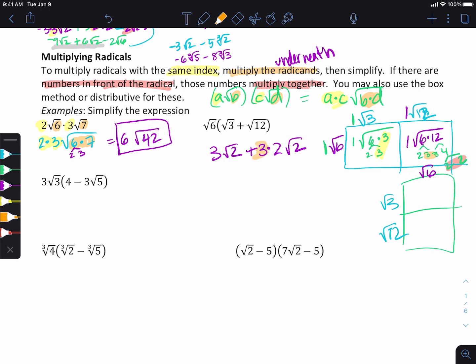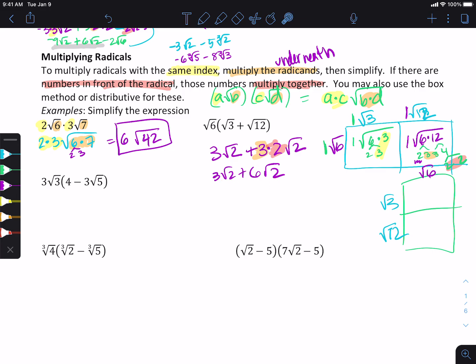So 3 came out, the 2 came out, and then our loner 2 that was left over from right here. So then I can multiply those. So then that gives me 3 root 2 plus 6 root 2. But now look, these are now like terms, right?